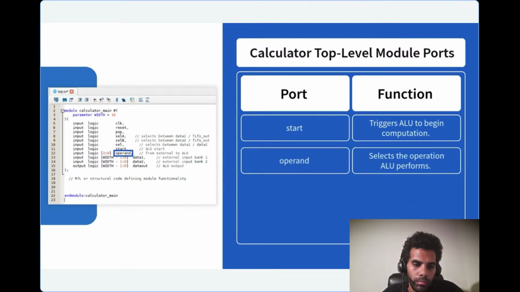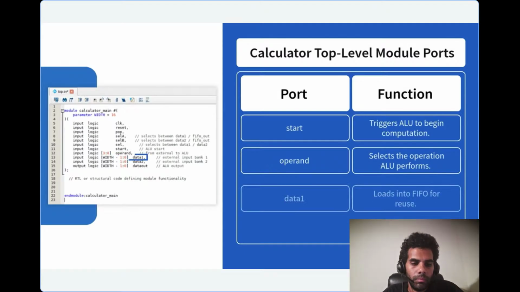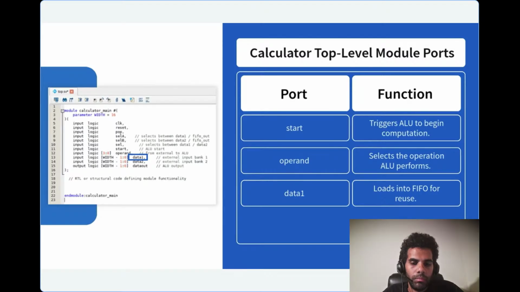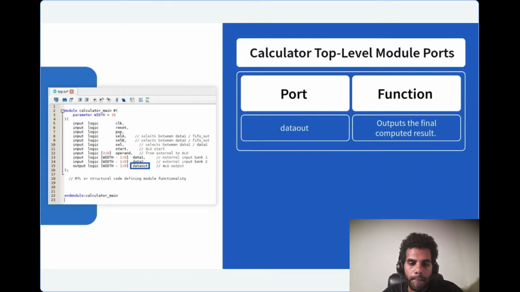The operand selects the operation the ALU will perform. Then the data 1 and data 2. The first, data 1, is loaded into the FIFO for reuse, while data 2 is fed directly into the ALU. And then finally, the data out, which outputs the final computed results.